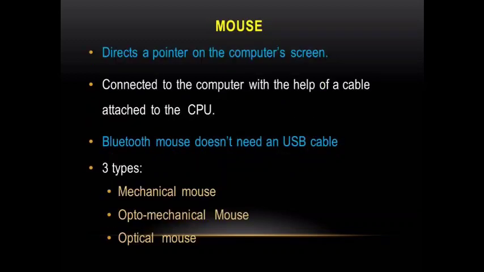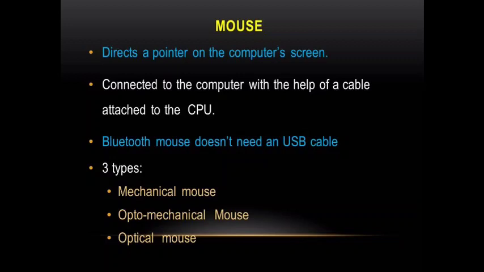Now, mouse. A mouse is a device that is rolled about on a desktop and directs a pointer on the computer's display screen. The mouse pointer is the symbol that indicates the position of the mouse on the display screen. The mouse is connected to the computer with the help of a cable attached to a special port of the CPU. A wireless Bluetooth mouse doesn't need a USB cable to connect with a PC or laptop.